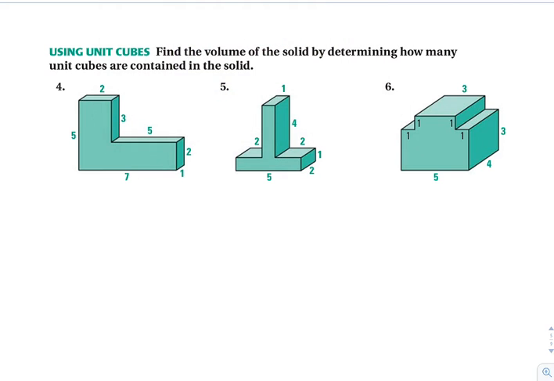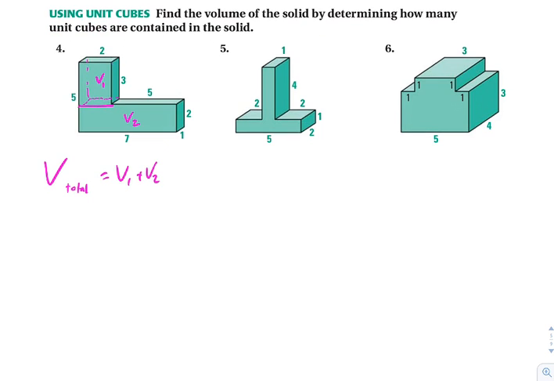One way, a student said, is let's just cut this up into two things. I'm going to say the top one has a volume, let's call it V1. The bottom one has a volume V2. And I'm going to say the total is V1 plus V2. That's how I'm doing number 4.